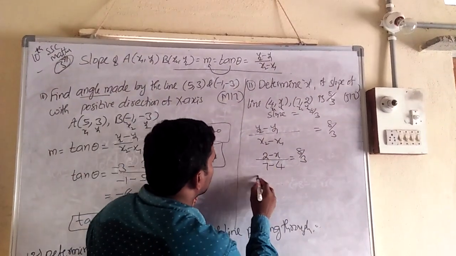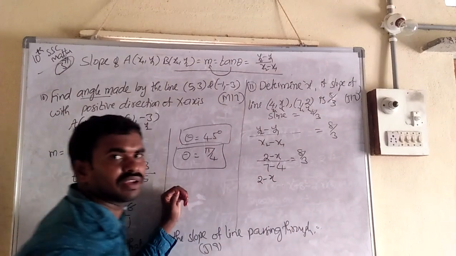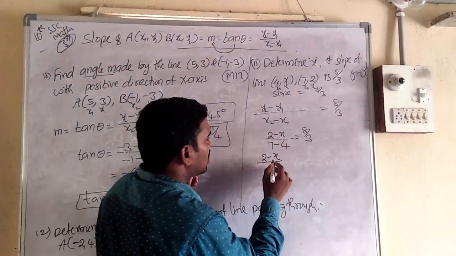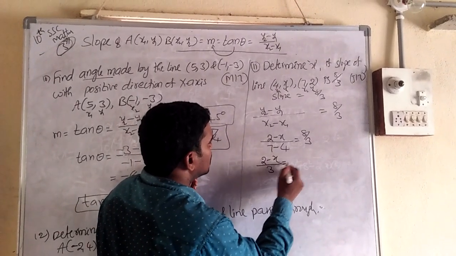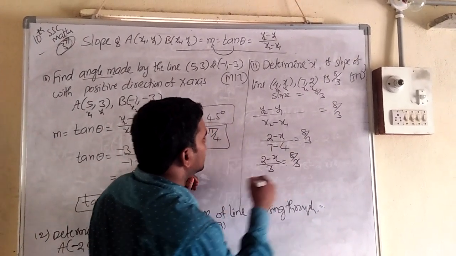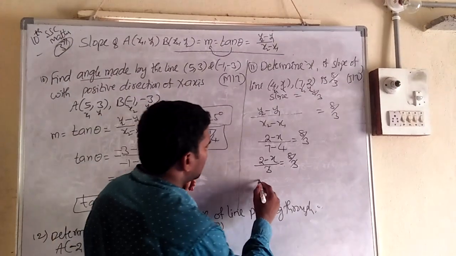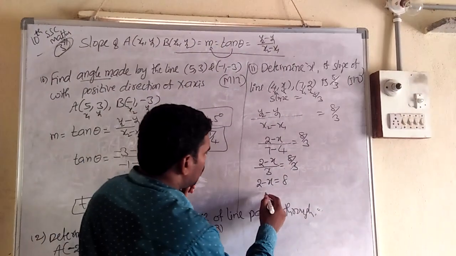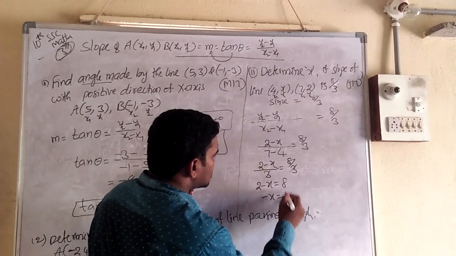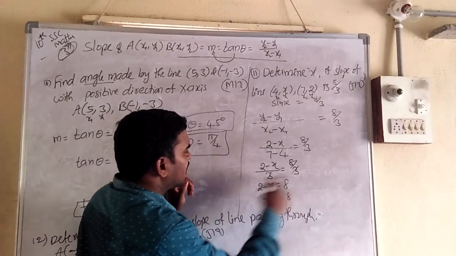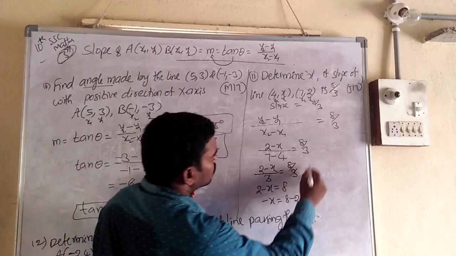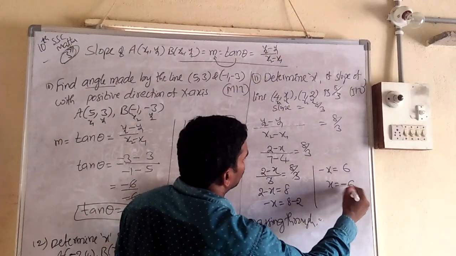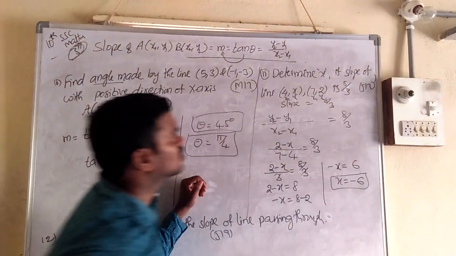2 minus x. Okay? We can't do anything here. One is a variable, one is a number. By 7 minus 4, those are numbers. 7 minus 4 is 3, equal to 8 by 3. Both sides, 3 is the same, cancel. So remaining, 2 minus x is equal to 8. Then minus x as it is, equal to 8 as it is. The 2 sent to the right side becomes minus 2. So minus x is equal to 6. Then x is equal to what? Minus 6. So that is the solution.